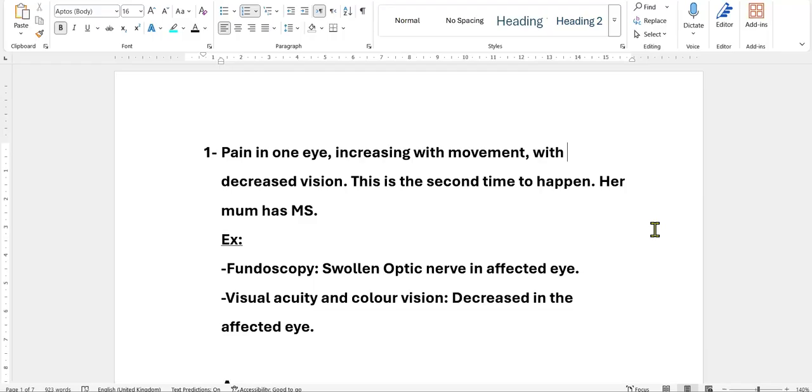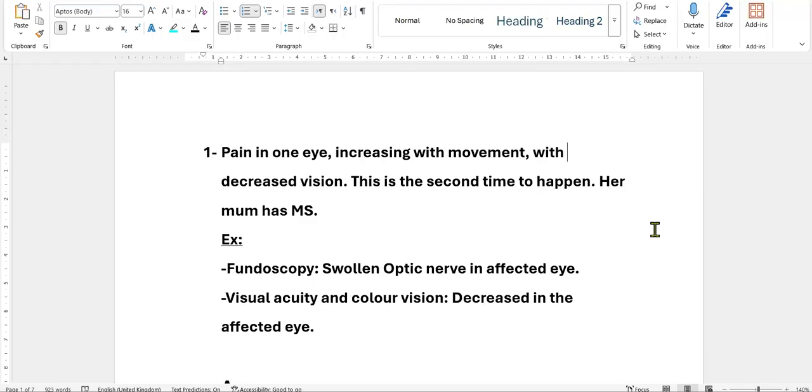From the symptoms that you have, explain to her or tell her again the symptoms that she has. All right? She has what? Pain in one of the eyes, let's say the right eye. So you have pain in the right eye.